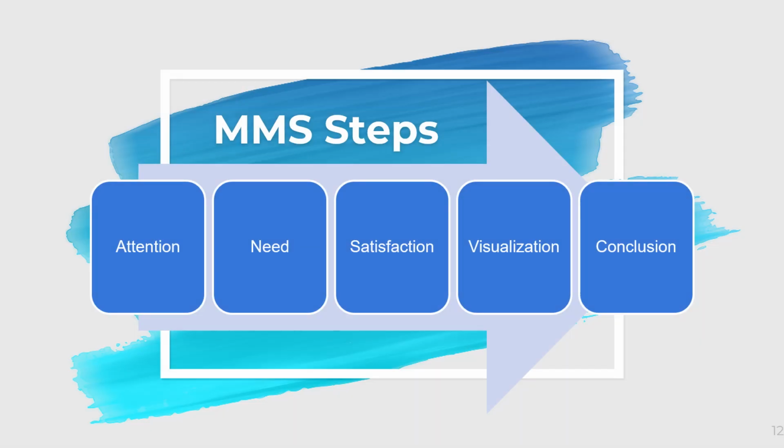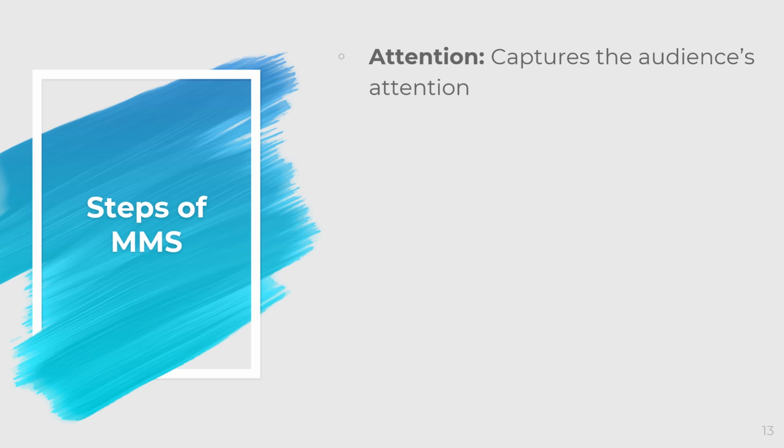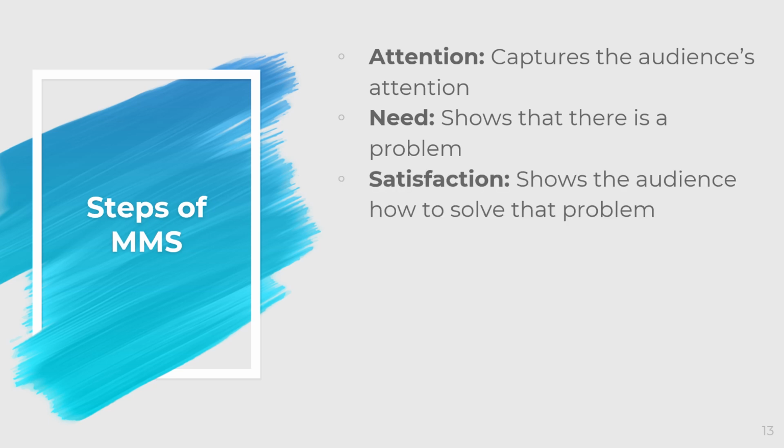So here are the 5 steps in order of the MMS. Attention, need, satisfaction, visualization, conclusion. Individually, each of the steps has a different function. Let's review them. The attention step. This captures the audience's attention. Need. This shows that there is a problem. Satisfaction. This shows the audience how to solve that problem.